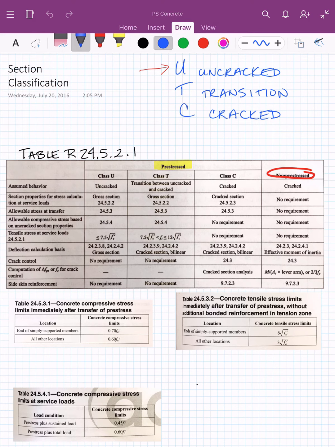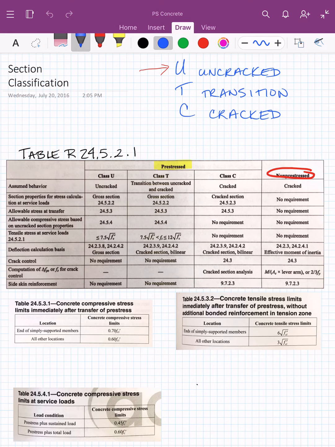A cracked section is one that really acts a lot like a reinforced concrete section, but maybe has some pre-stress in it that helps it overcome some of the loads. So when you load it up and you're in service, that type of section is actually going to have cracks in it as a concrete section would, and you're going to have to do deflections the same as the concrete, and you're going to have to use the cracked section for a lot of your calculations and things like that. The transition section is one that's kind of between the two.